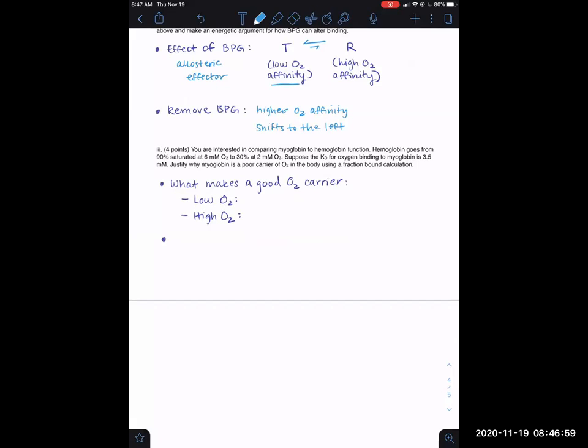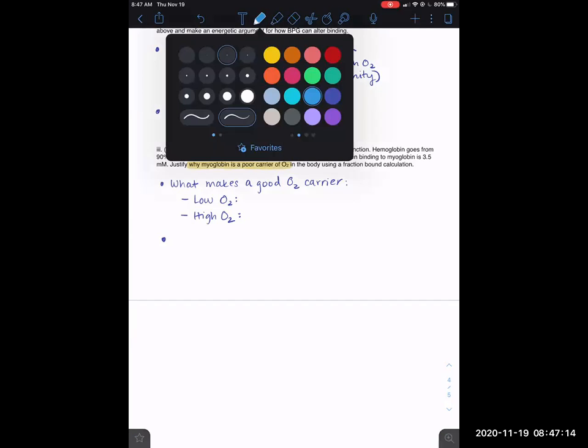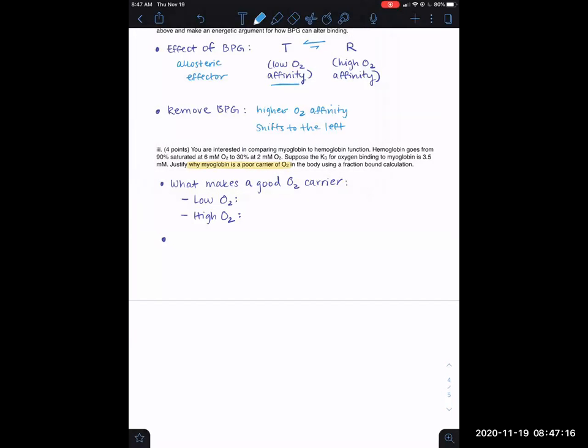Now, in part 3, we can compare myoglobin and hemoglobin binding to O2 at different concentrations of O2. So we need to determine why myoglobin is a poor carrier of O2. Let's think about what makes a good oxygen carrier. A good oxygen carrier would be able to pick up more oxygen when the oxygen concentration is already high and drop off the oxygen to regions where the oxygen is scarce.